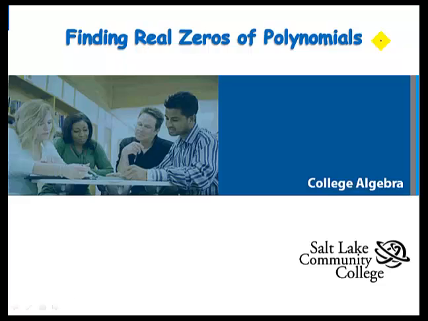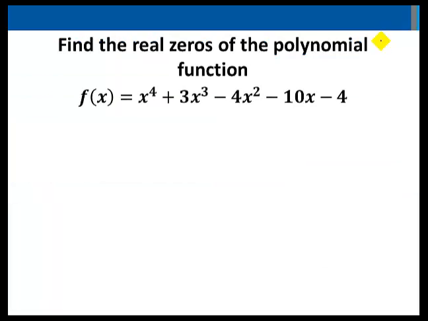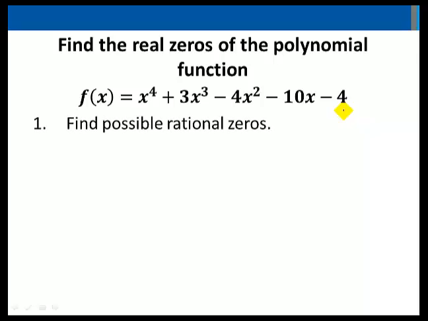In this lesson, we will find the real zeros of a polynomial function. Our function is f(x) = x^4 + 3x^3 - 4x^2 - 10x - 4. And we'll start by finding possible rational zeros. Possible rational zeros will be of the form plus or minus p over q.